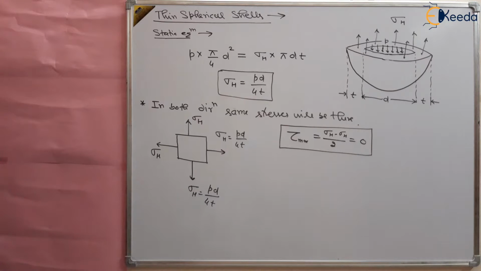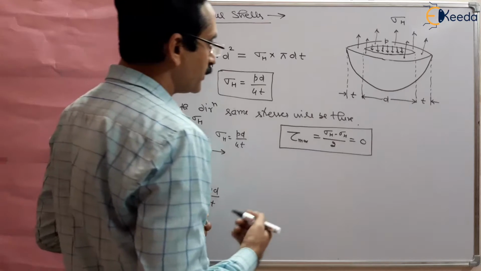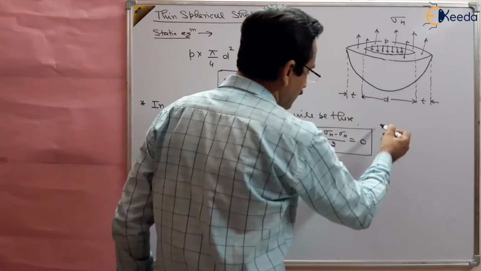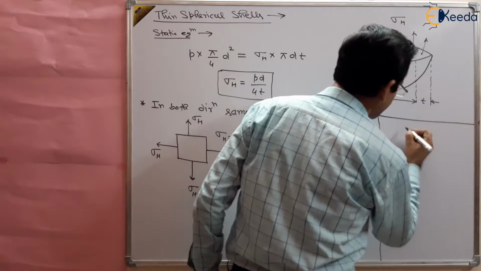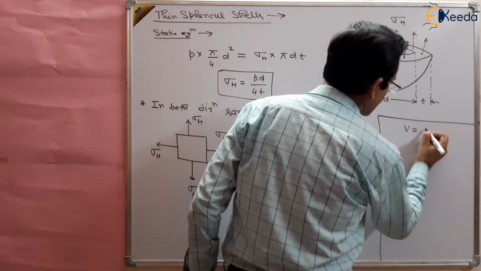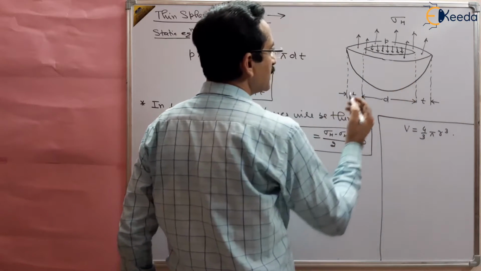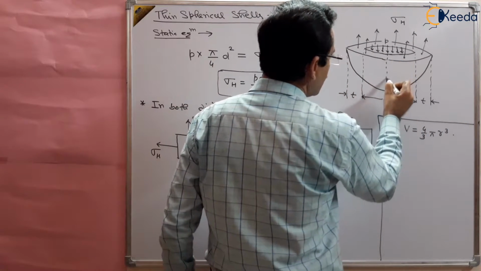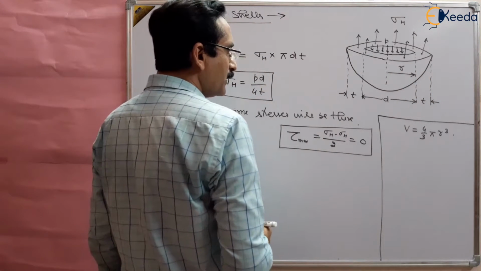So these are the hoop stresses developed in the material, and that is the same in both directions, right? So what is then the volumetric strain of the material? For volumetric strain, the volume of the sphere is given by V equal to 4 by 3 pi r cube, where r is the radius of this sphere.